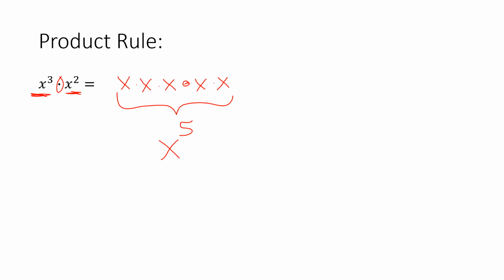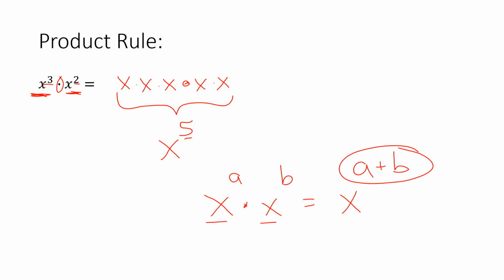Now the shortcut to get from the original problem to the final answer, you notice that in order to get that exponent, all we do is add those original exponents together. 3 plus 2 is 5. That is the product rule. The product rule says that if you have a multiplication problem with the same base, all you have to do is add the exponents. So multiplication problem, you add the exponents together. Let's take a look at a few more examples.